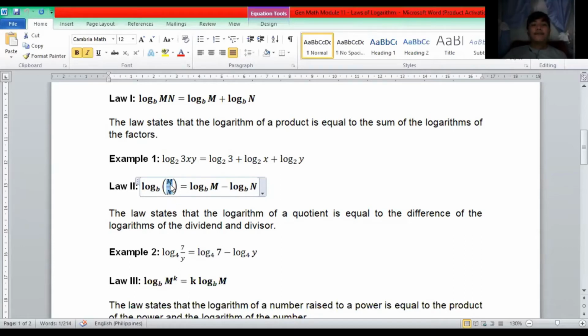So we will get first the numerator. So in this case, we have the m. So we will get the logarithm and the base. So log b m, and the separator will be the minus sign.